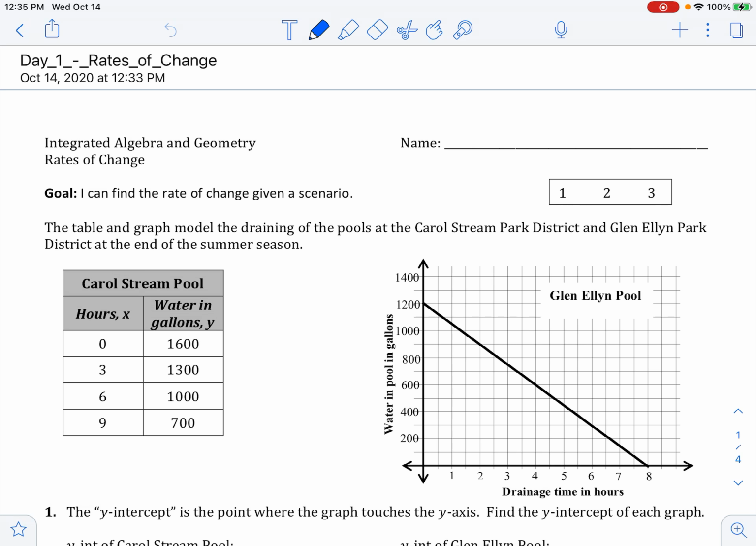If you're like, I think I remember this, I took Algebra 1 last year, I'm pretty sure I could do most of it, give yourself a 2. Okay.